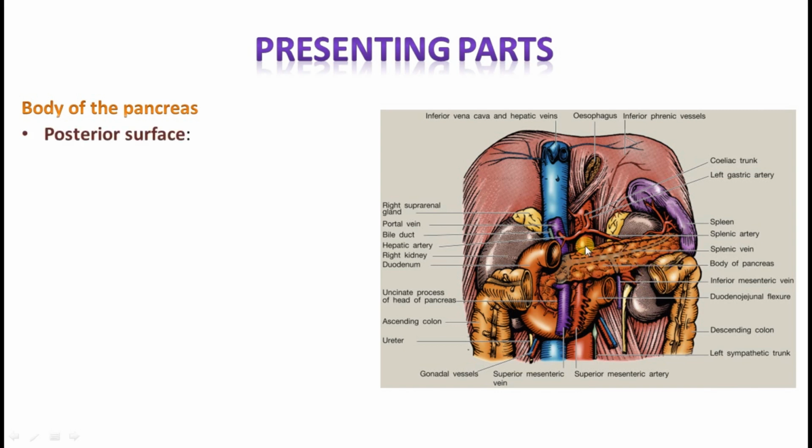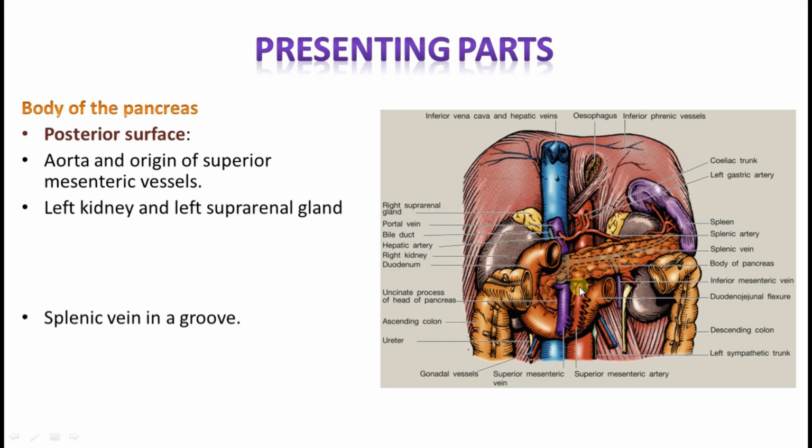Posterior surface behind, it is related to left kidney, left suprarenal, left renal vessels. Okay. Then origin of superior mesenteric vessels. Actually here you are able to see it in front of the uncinate process, but the origin is behind. You can see the body of the pancreas.